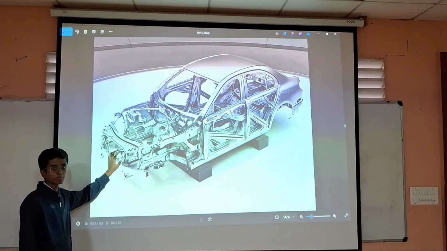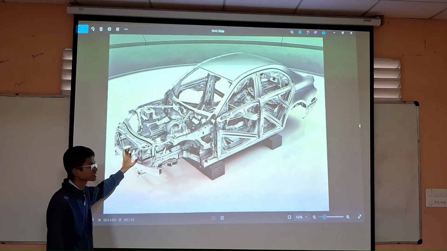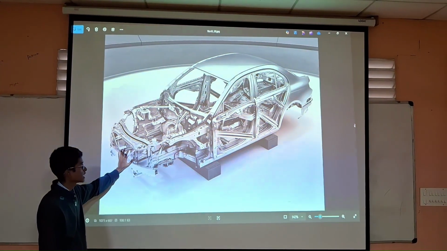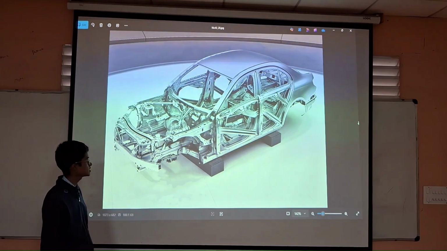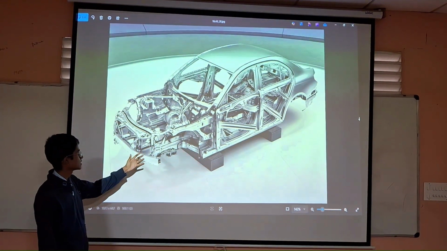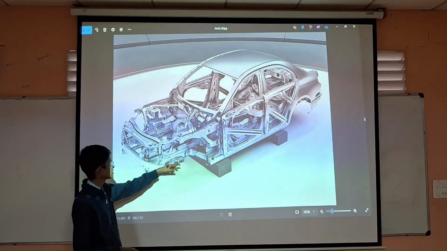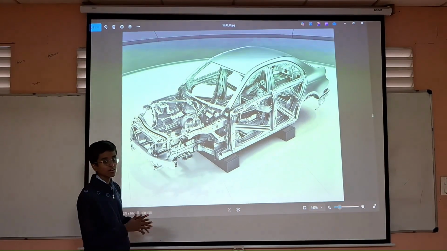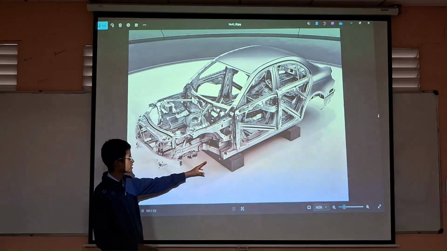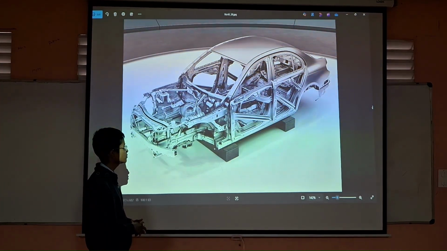Guys, when we come to the materials of this monocoque chassis, usually they use high strength steel or aluminum alloys. They even mix in some titanium alloys to increase the strength. Advanced automation is used for welding the hard points, and they use MIG or TIG welding so that the bonds stay stronger.